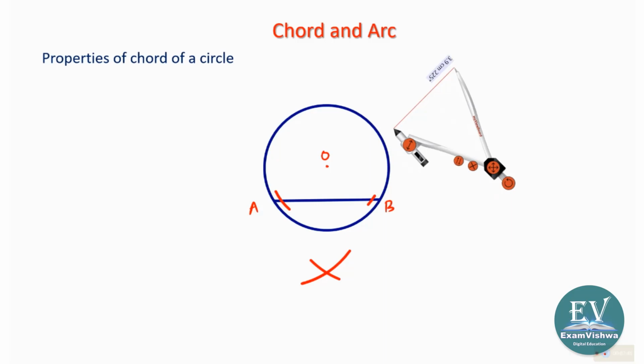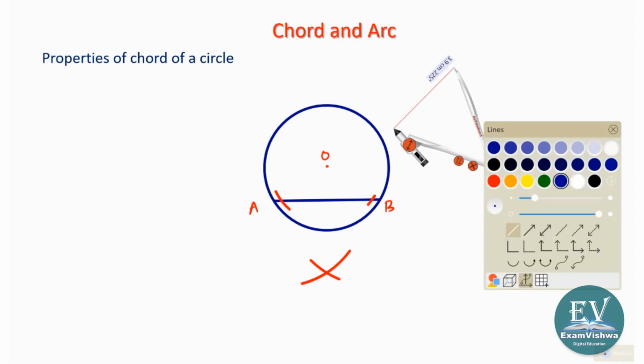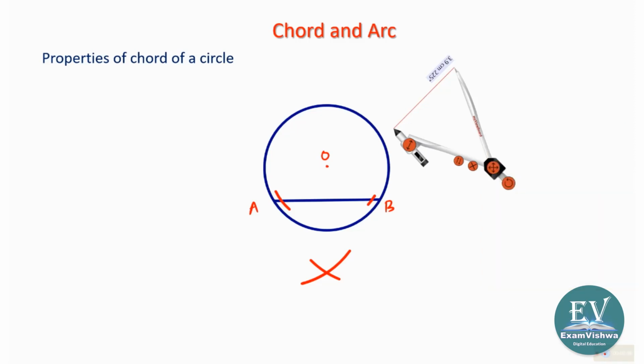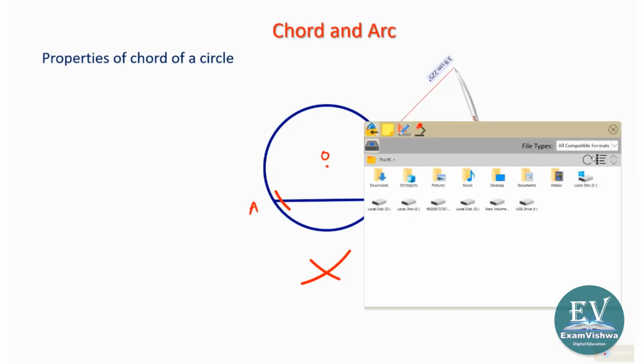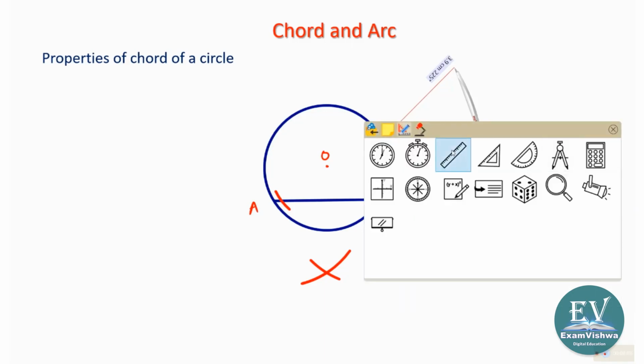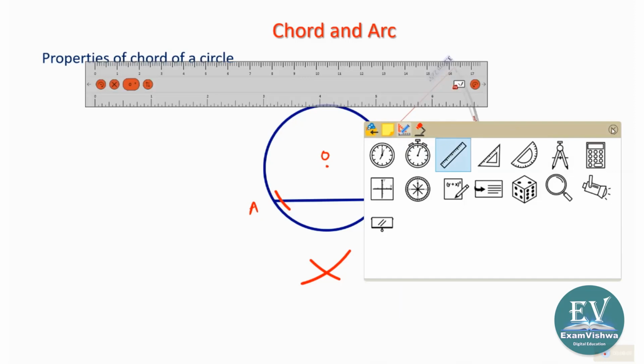The point over here is that I have taken points for drawing a perpendicular from the center of the circle to the chord. I need a ruler for drawing it. Here is a ruler.